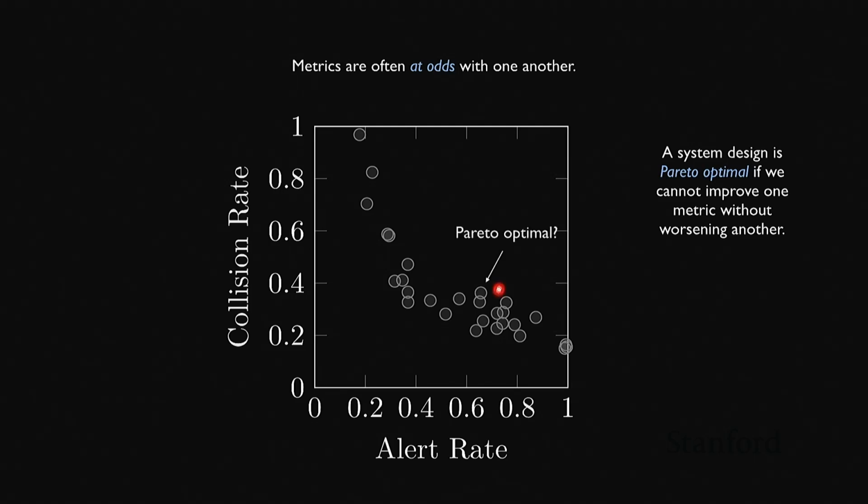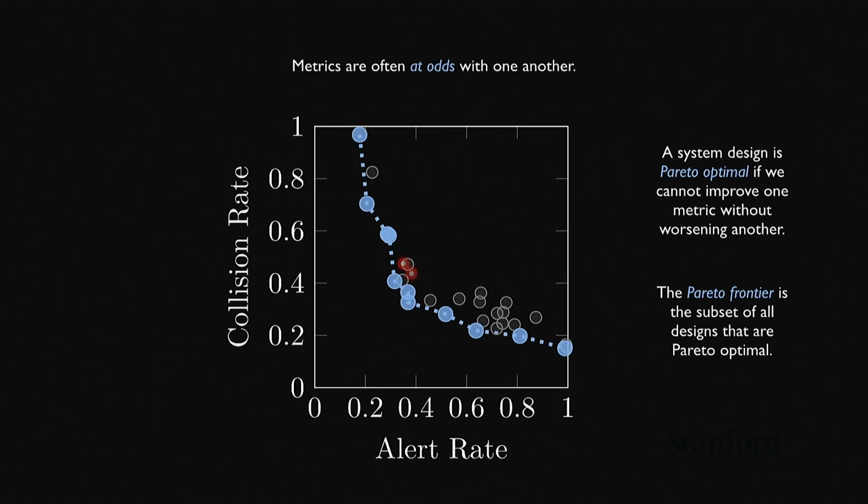So we said this point is not Pareto optimal because we can make it better in both collision rate and alert rate. We have other designs that were better in both areas. But this point, for example, is Pareto optimal because there's nothing that we can do to make one metric better without making a different one worse.